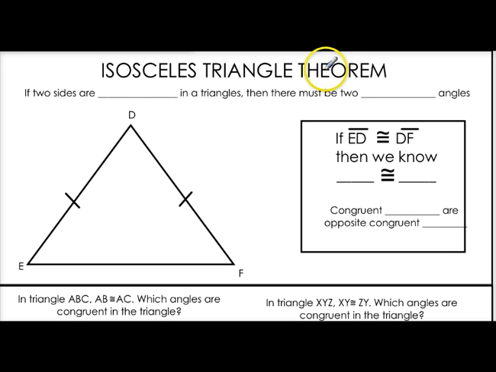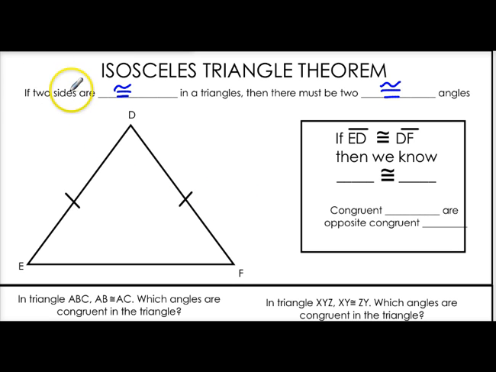And we're going to start off with the isosceles triangle theorem. And that is, if two sides of the triangle are congruent, then there must be two congruent angles. So if I know there's two congruent sides, then I know there's two congruent angles. If we look at this triangle right here, if I know that ED is congruent to DF, then I know that there is also two congruent angles here. All right, and I'll tell you how to find the two congruent angles.